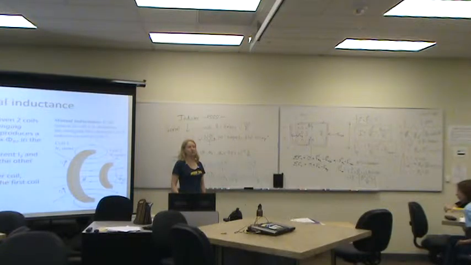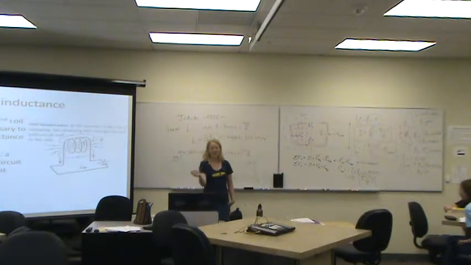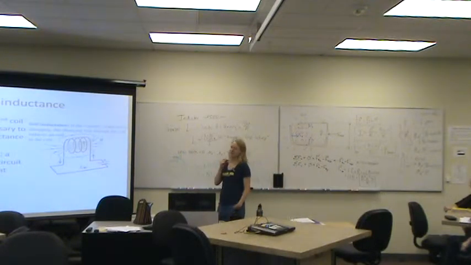Well, that makes total sense to me. The next slide makes no sense to me. So it turns out that the second coil doesn't actually have to be there for the first coil to get a self-induced EMF.